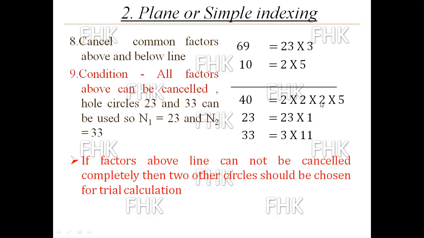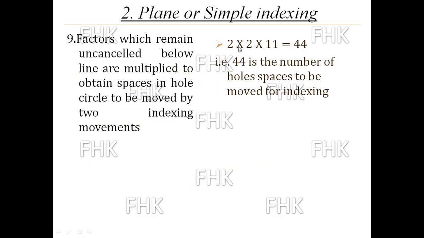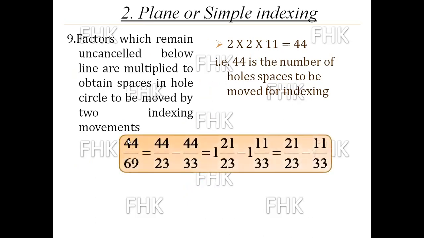Now the remaining factors which are not cancelled below the horizontal line: this 2 is not cancelled, this 2 is not cancelled. This 23 is cancelled, this 3 is cancelled, and this 11 is not cancelled. So the remaining factors will be 11, 2, and 2. The product of all these remaining factors will be 44. So how do you use this 44? You have to write the answer like this: 44.